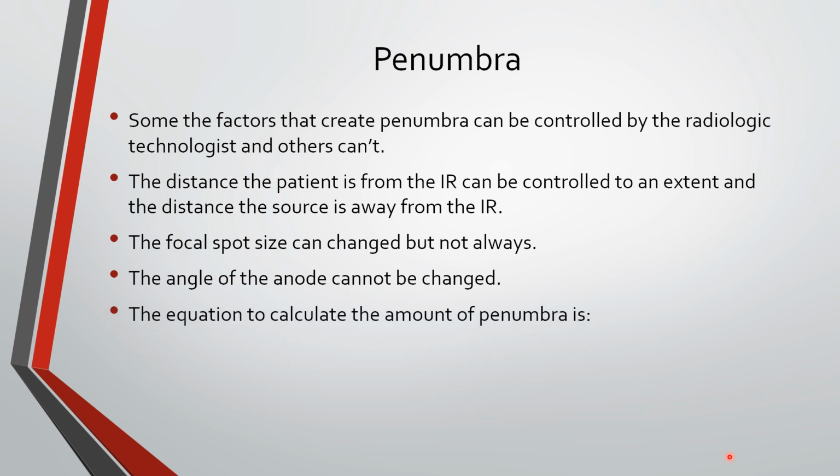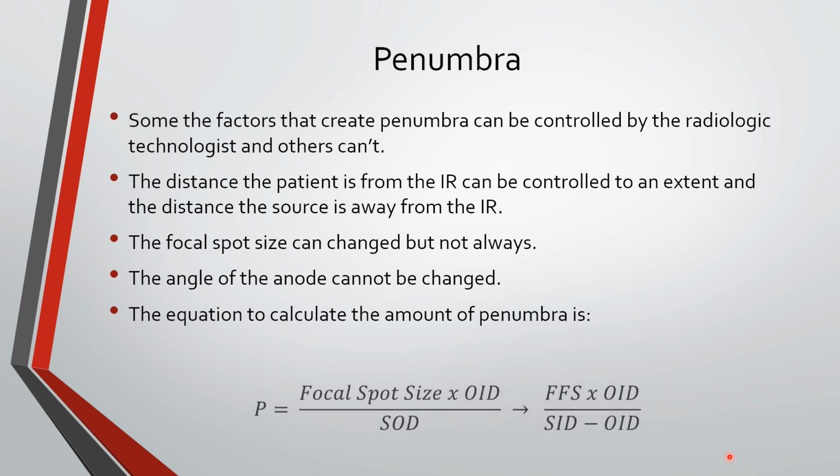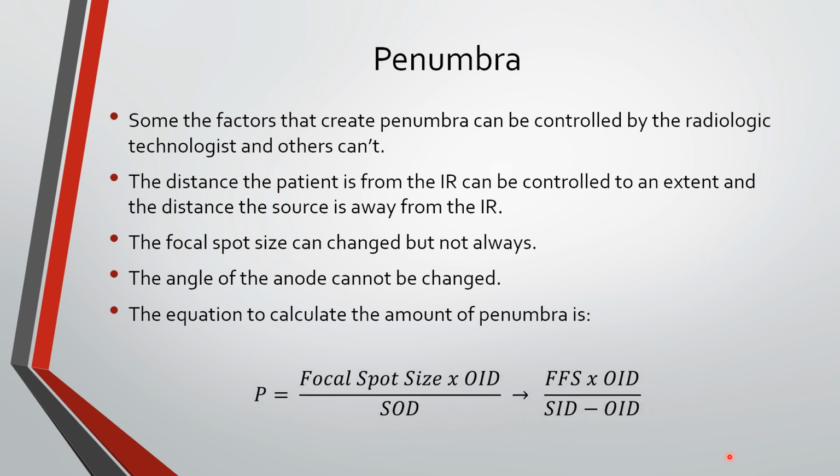The equation to calculate the amount of penumbra is P, the penumbra, equals the actual focal spot size times the OID over the SOD. And SOD, of course, is the SID minus the OID. So this will be the amount of penumbra. If all factors are the same and the OID is doubled, then the penumbra present will be more than doubled based on this.